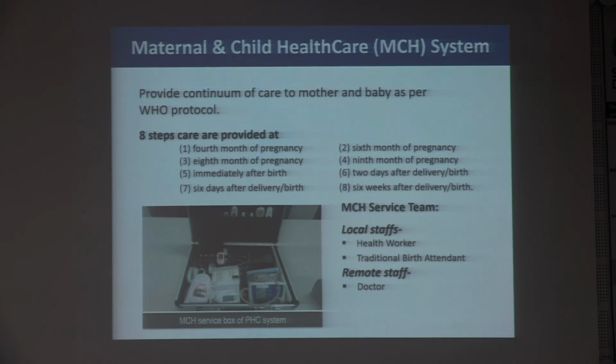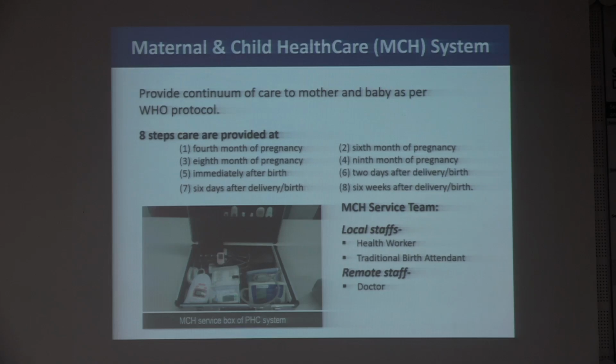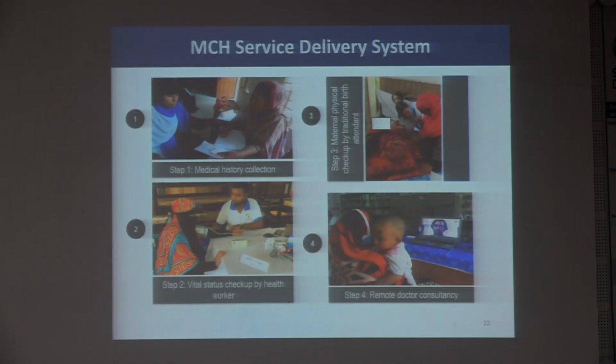WHO says that from the pregnancy until the 2 months age of the baby, there are 8 mandatory checkups. If these 8 mandatory checkups are implemented, we can improve the mortality rate. So this process is added in this portable health clinic, and this is recently added. In this system, we just need the midwife. As we know, in the rural area we have the birth attendant or a midwife, and we have the gynecologist from the urban hospital. So if we connect these two together, then we can give this kind of WHO protocol service in the rural areas. And this is how the process goes.